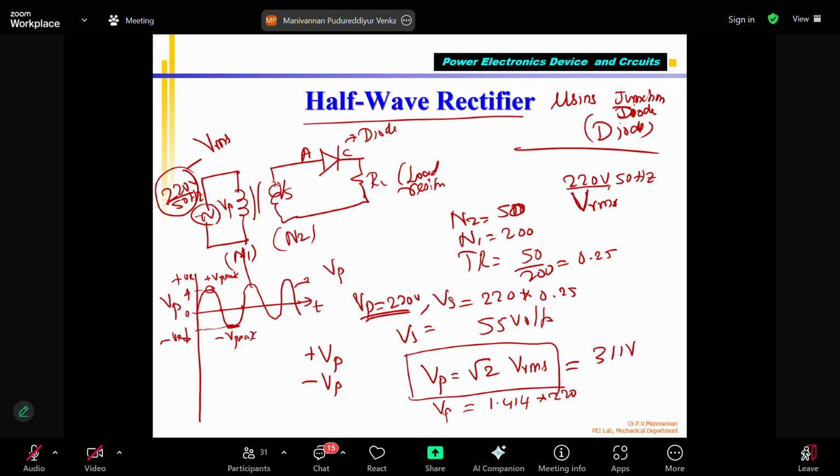So this voltage is given to the primary, and my secondary coil has 50 turns. So what will be the VS? VS will be 200 multiplied by 0.25, correct? It is going to be 50 volts. This is my VP. VS also will be the same as VP, only the amplitude is reduced by 4 times. Okay. So you can see that it will become a smaller voltage.